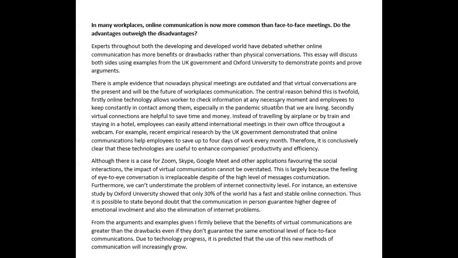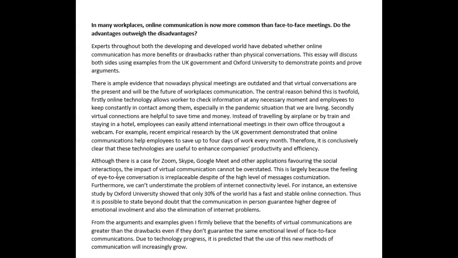Secondly, virtual connections are helpful to save time and money. Instead of traveling by airplane or by train and staying in a hotel, employees can easily attend international meetings in their own office through a webcam. For example, recent empirical research by the UK government demonstrated that online communications help employees to save up to 4 days of work every month. Therefore, it is conclusively clear that these technologies are useful to enhance companies' productivity and efficiency. This is good. Let's see what you wrote in the next paragraph.